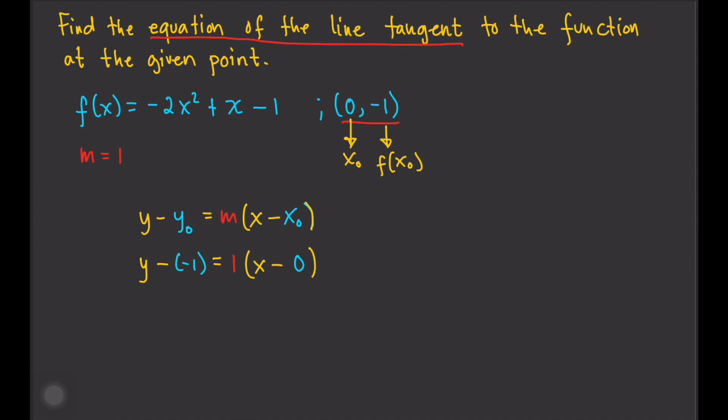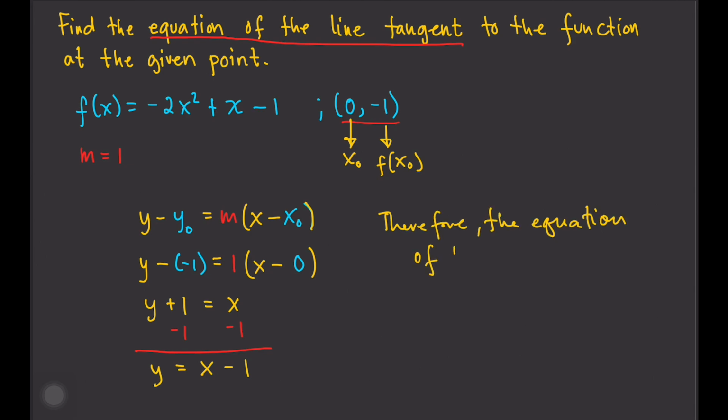Okay, and then we will simplify. So that's y minus -1 is y plus 1 equals 1 times x minus 0, which is just x. Then we will subtract 1 from both sides, so that will give us y equals x minus 1. So therefore the equation of the tangent line is y equals x minus 1.